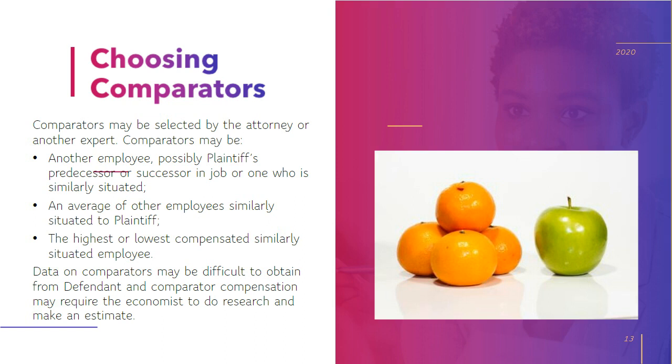Another thing is, in discovery, it may be very difficult to obtain data on the comparators because they are other employees, and very often employers will balk because of privacy considerations and so forth. This often happens in the early stages of the case. So very often, if you want to produce a report for a mediation or a settlement conference and you don't have data on the comparators at that stage, you may want to ask your economist to go out and do some research and try to find out what comparable compensation was and do a preliminary estimate of what that compensation would be. Okay.